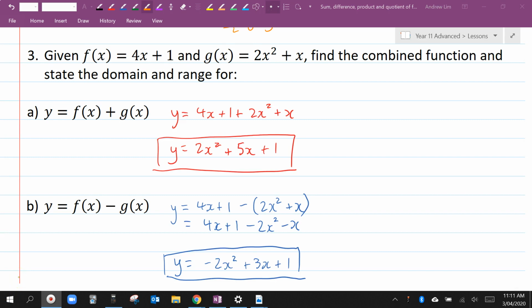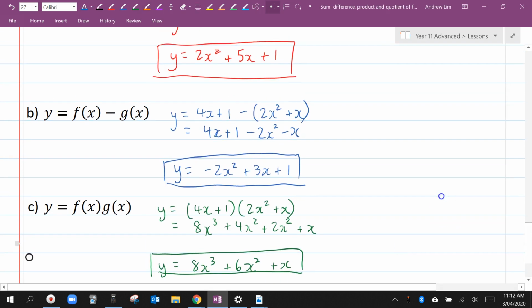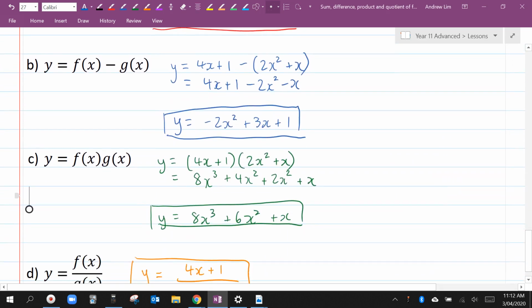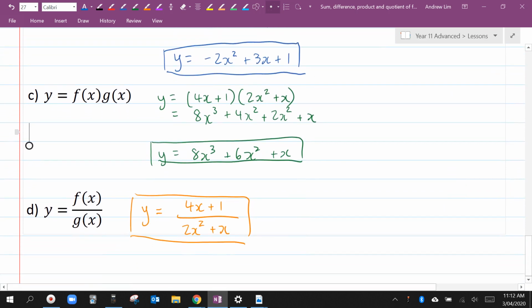I'm just going to show you the answers. Okay, so let's go through the answers for each of these, the sum, difference, product, and quotient of the two functions. And then I'll show you how to work out the domain and range, because I haven't actually taught you specifics for this particular type of question yet. So for question A, we have y equals 2x squared plus 5x plus 1. Question B, we have y equals minus 2x squared plus 3x plus 1. Question C, the product is y equals 8x cubed plus 6x squared plus x. And for question D, the quotient is y equals 4x plus 1 over 2x squared plus x.